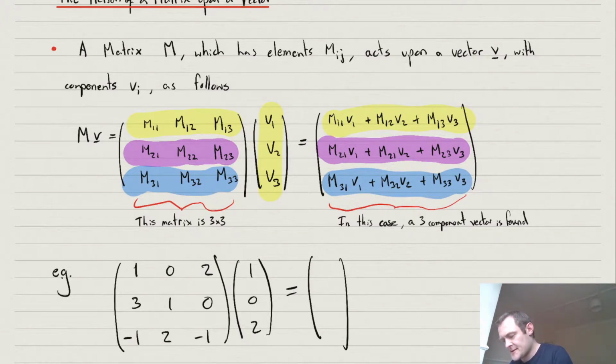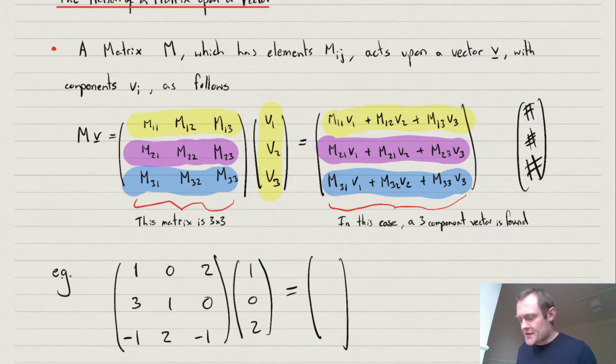This just looks like a matrix. It's not a matrix because this is really just a vector. It's some number, some number, some number. Although you could think of a vector as a special type of matrix.